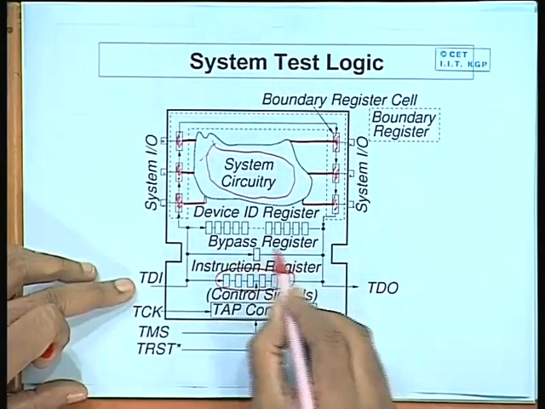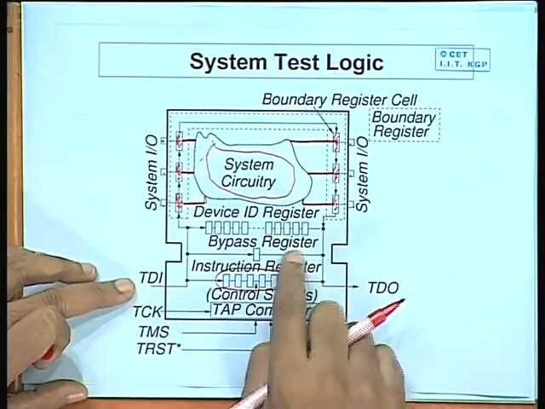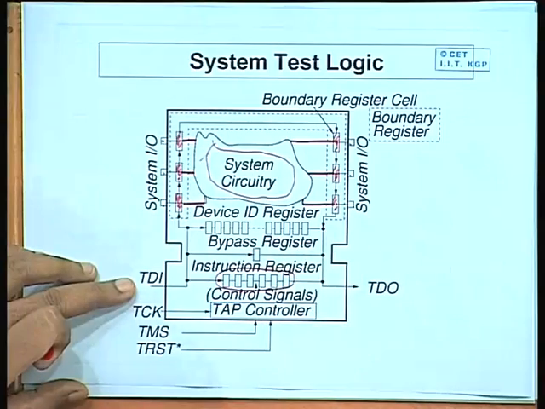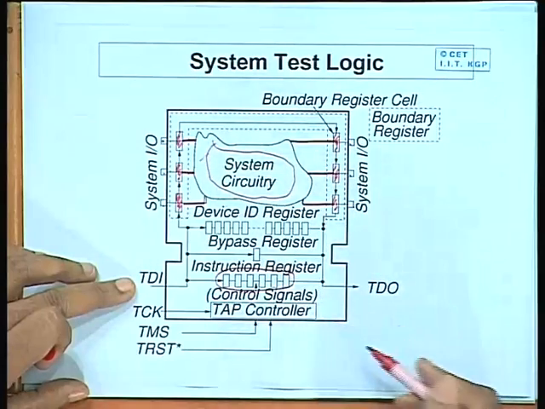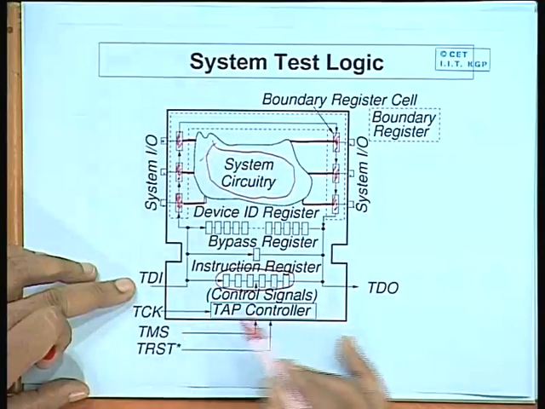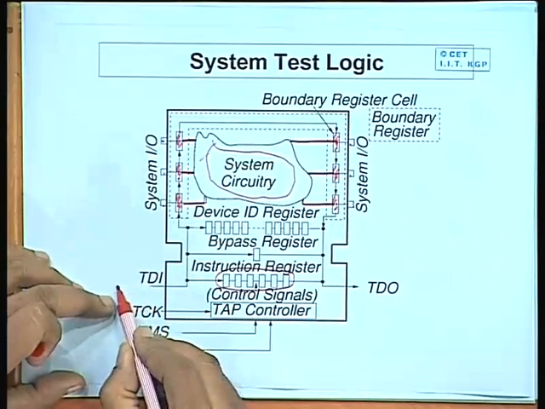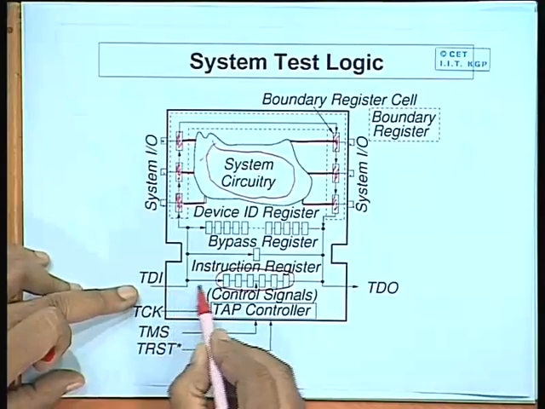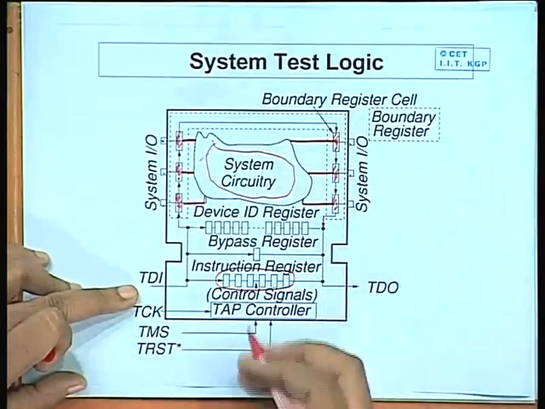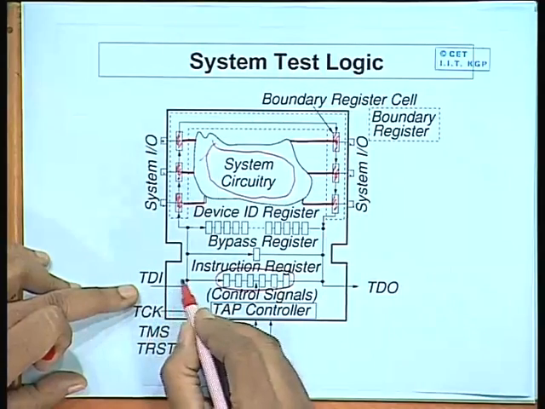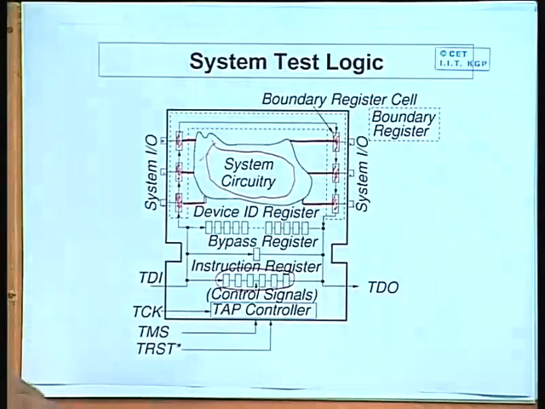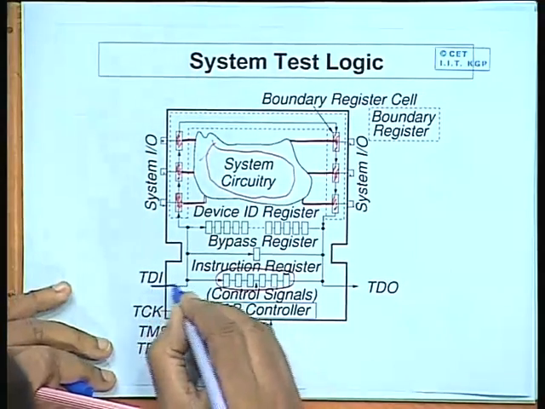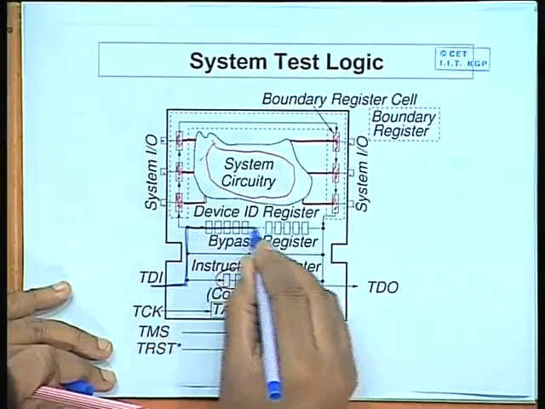There is something called a bypass register. The bypass register is sometimes used if you are using several such chips in cascade. I will just show a diagram shortly. Several such chips in cascade, and through the test data input you want to program all of these chips one after the other. So, the first one you can do using this path, the second one you can follow a bypass path through this. This is a bypass path.